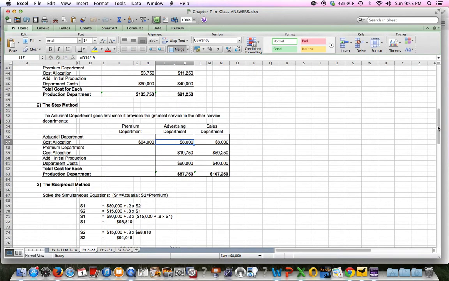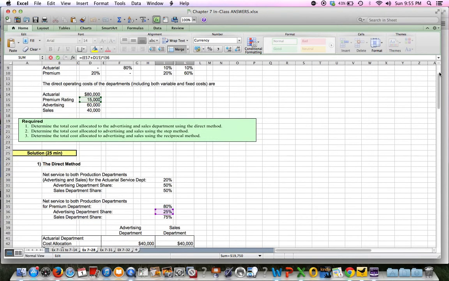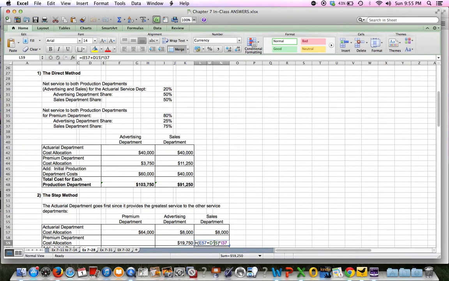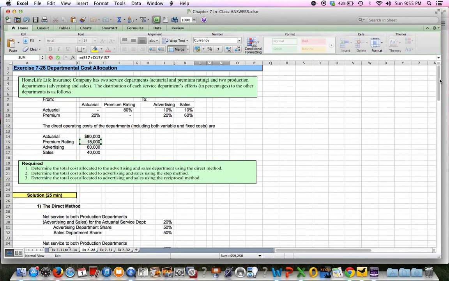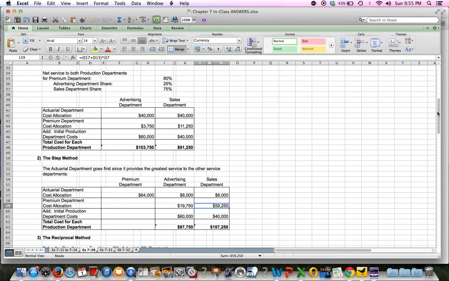So now I've taken actuarial and split it between all 3 departments that are left over, and of course that makes premium a little bit different than before, because we have to have the 64,000 right here plus D15, the 15,000, and then multiply that by the 25% down here. And then we do the same thing for sales. We have to take 64,000 plus the 15,000, then multiply it by 75%. And then we do the same thing, of course. We just add the initial costs, which are already given to us, the 60 and the 40. We add those all up and we get different numbers.